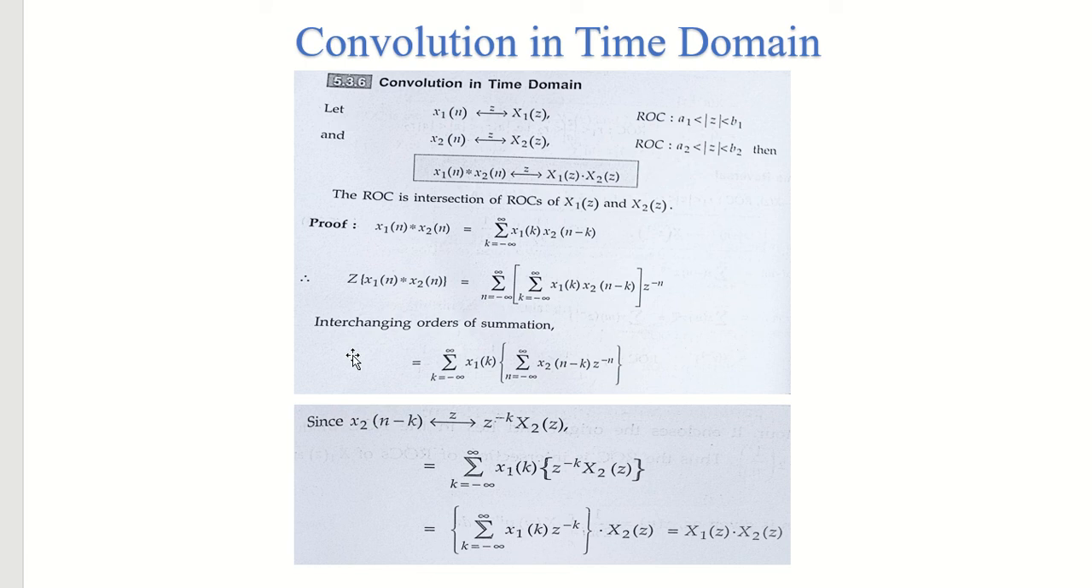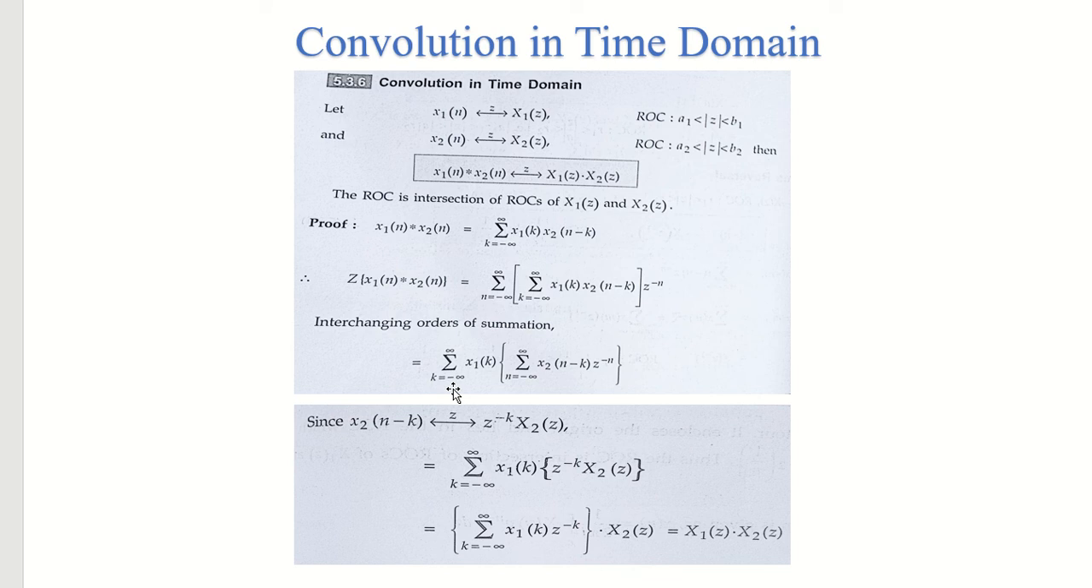Now we know that we can change the order whenever we have summation operations. So we will simply change the order of summation. We will take the summation involving the k variable outside, and the summation involving the n variable will go inside the bracket. So we will have summation k equals minus infinity to infinity x1 of k outside the bracket, and then inside the bracket we will have summation n equals minus infinity to infinity x2 of n minus k into z raised to minus n.